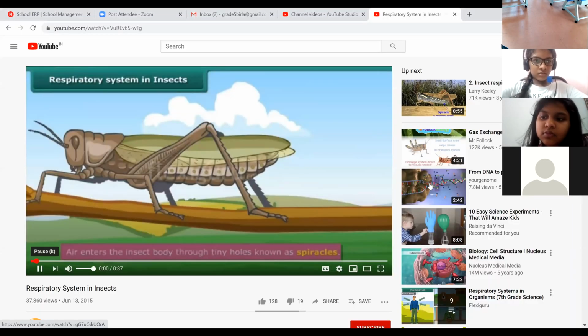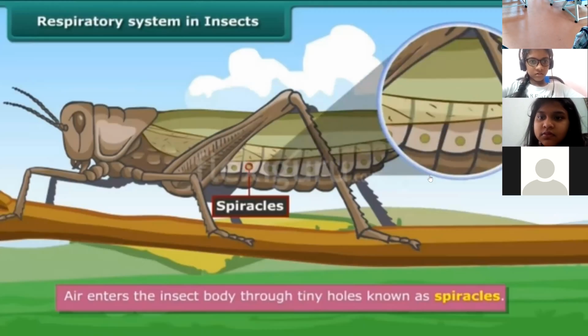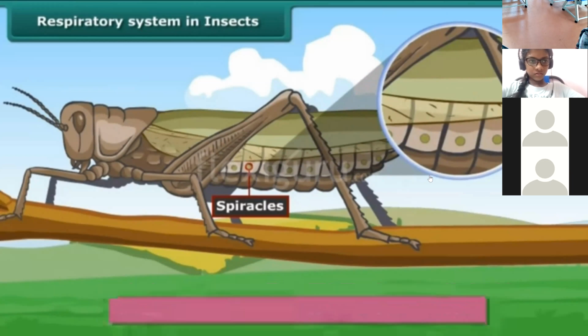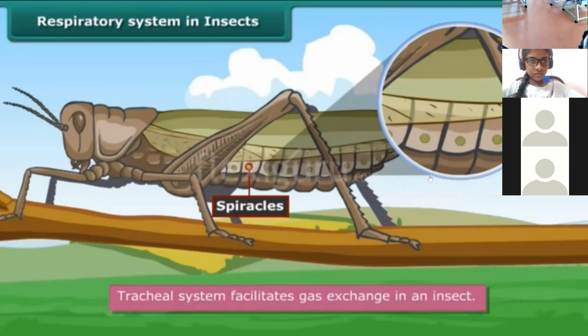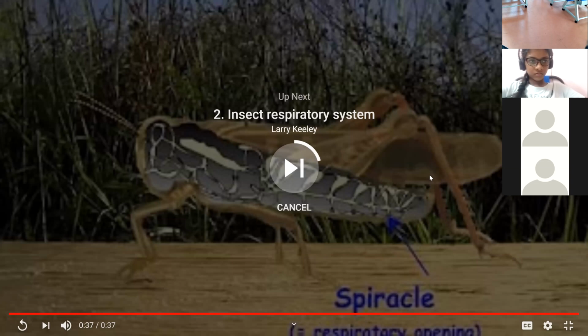Air enters the insect body through tiny holes present on the sides of the body. These holes are known as spiracles. The spiracles open into a network of thin air tubes spread over the body of an insect. These tubes are known as the trachea and they facilitate gas exchange. Oxygen reaches the cells through the tracheal system and the carbon dioxide is received from the cells by the tracheal system and expelled from the insect body through spiracles.